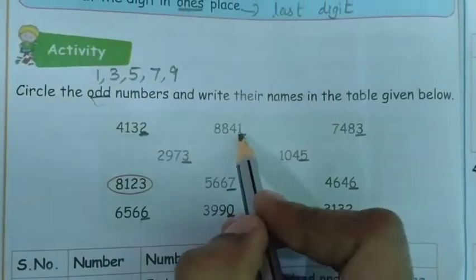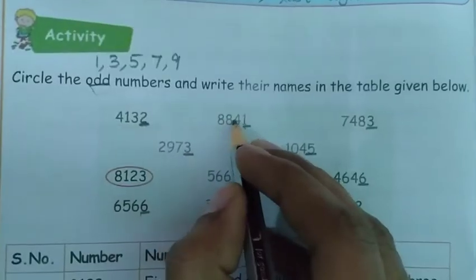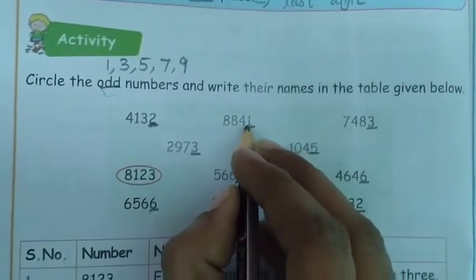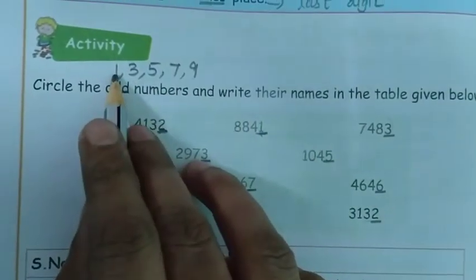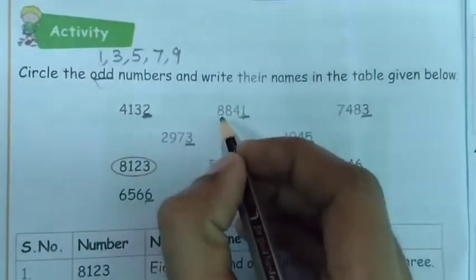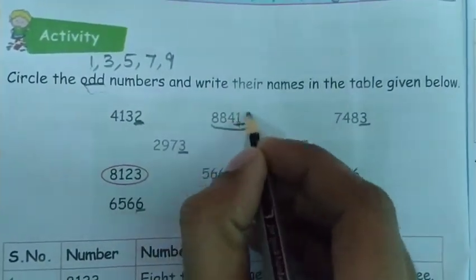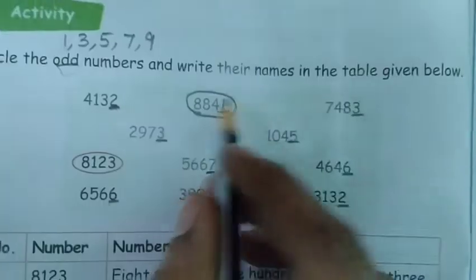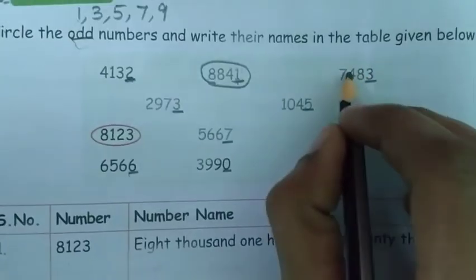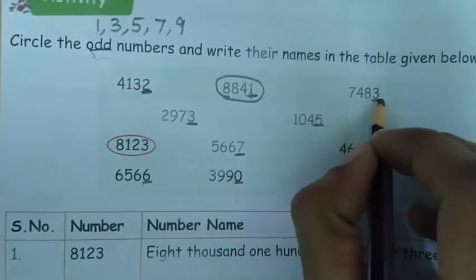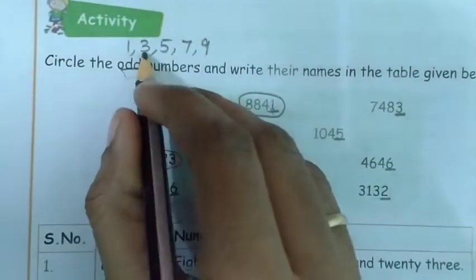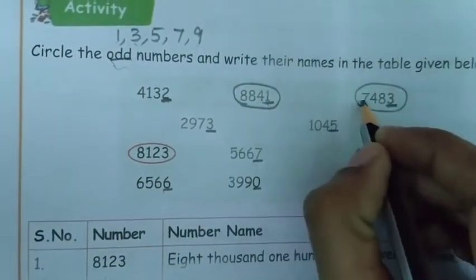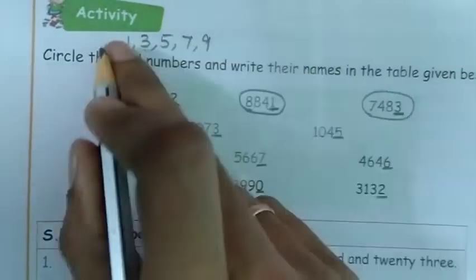Then look at the next number, 8841. What is the last digit? 1. 1 is an odd number. So 8841 is also an odd number. Now look at the next number. What is the last digit? 3. 3 is an odd number. So circle 7483, it is also an odd number.